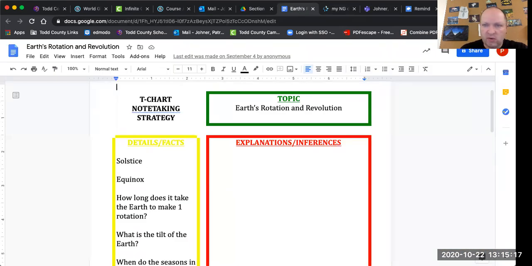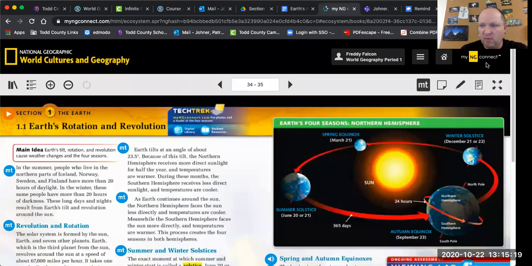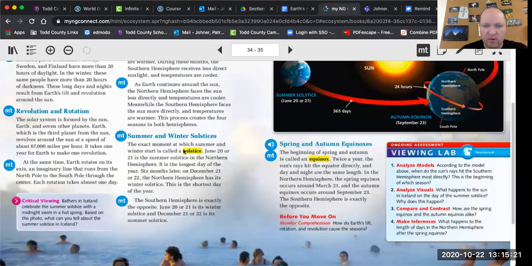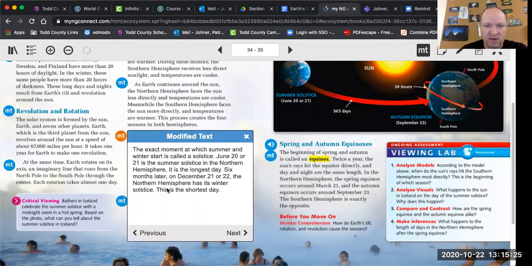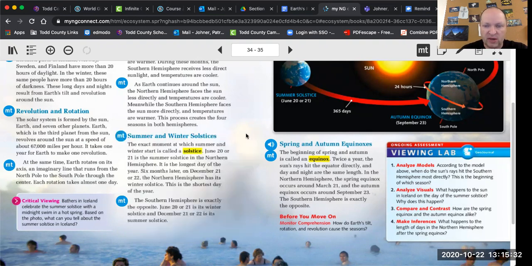Solstice. Well, if it's a word by itself, that means it's probably a vocabulary word, and sure enough, there it is. Remember, if you click on the MT, the modified text, it's gonna pop it up here. I'll show you. So what is the solstice, okay? It happens twice a year, in the summer and winter. Okay, so what is the solstice?